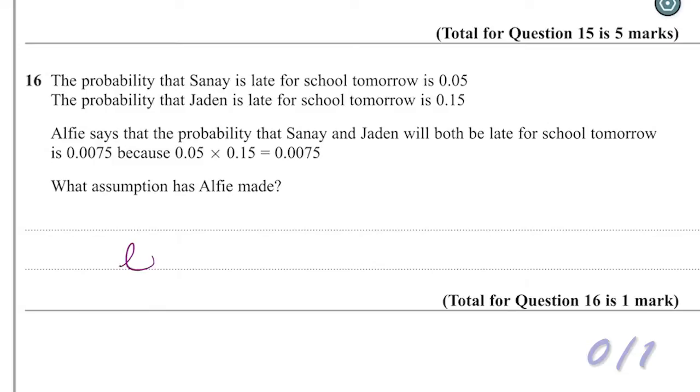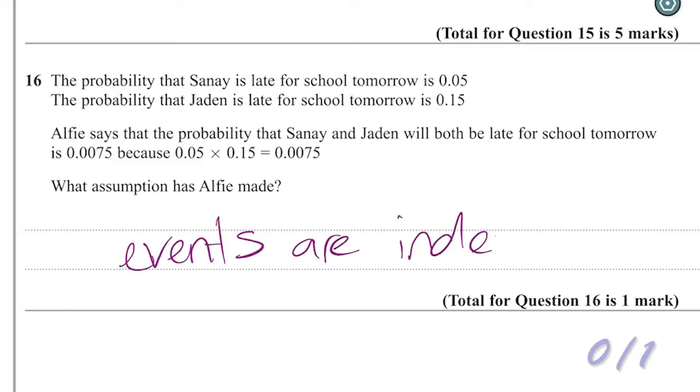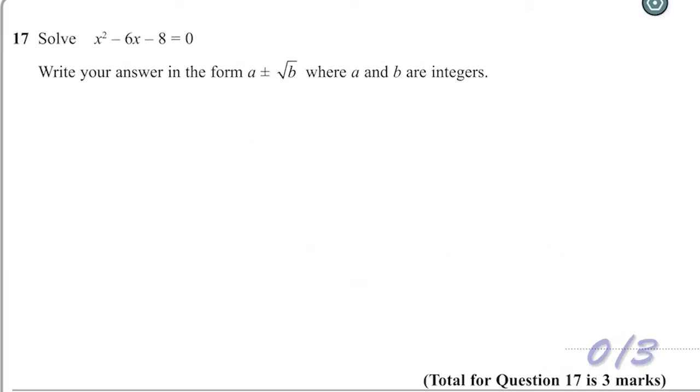So for this to be the case, Alfie has assumed that the events are independent. Okay, question 17. Just a nice straightforward solve the quadratic equation. And they give us the form to write it in. We want to make sure we've left it as two numbers. One's a surd.